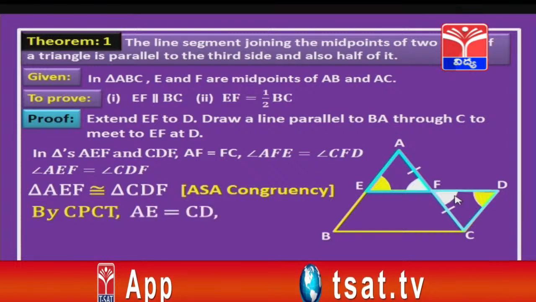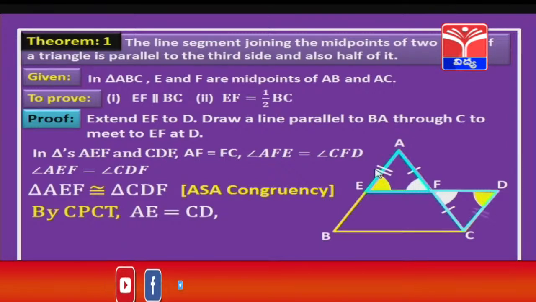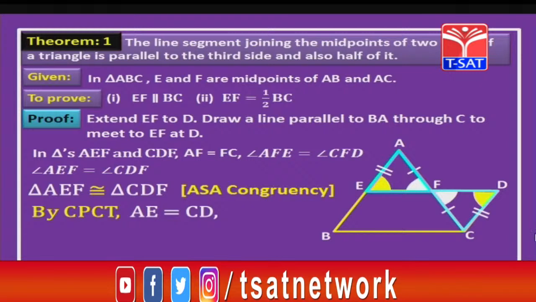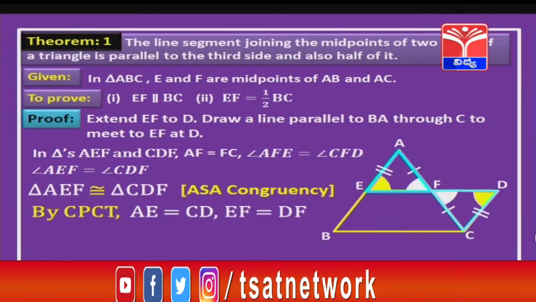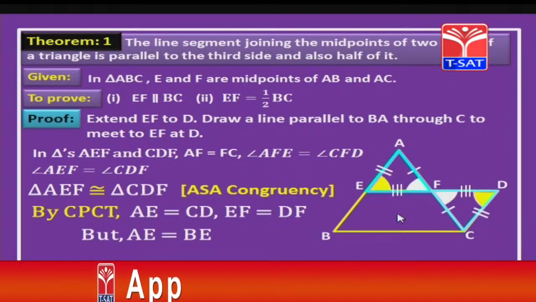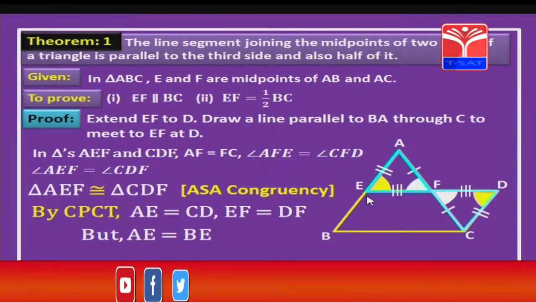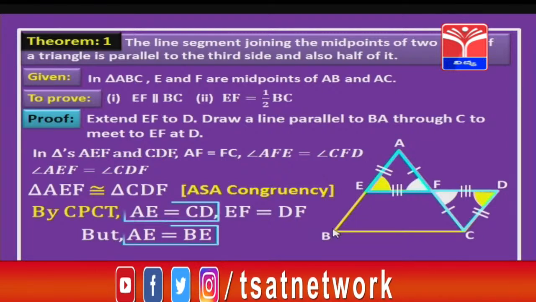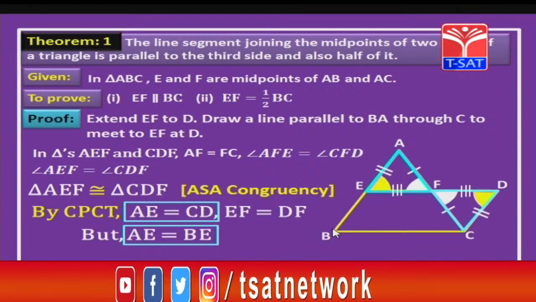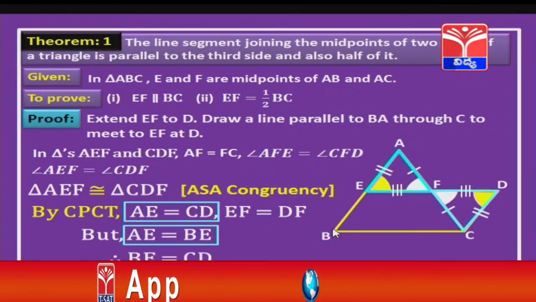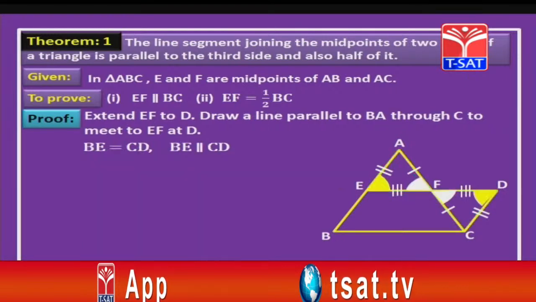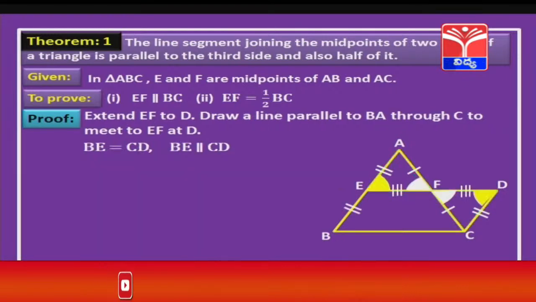So, by CPCT again I can write AE and CD both are equal. So, these two parts, if you notice, children, AE and CD both are equal. Apart from that, what can you write? Yes, EF is also equal to FD or DF. But already it is given that AE equals BE, because E is the midpoint of AB. So, now from these two, AE equal to CD and AE equal to BE, I can write BE is equal to CD. That means this part BE and this part CD both are equal.